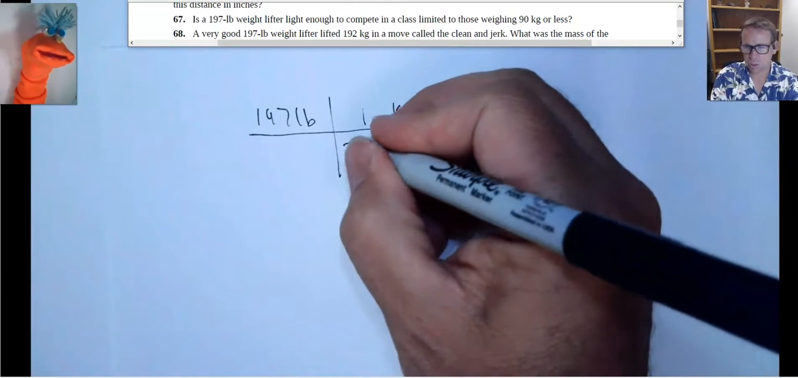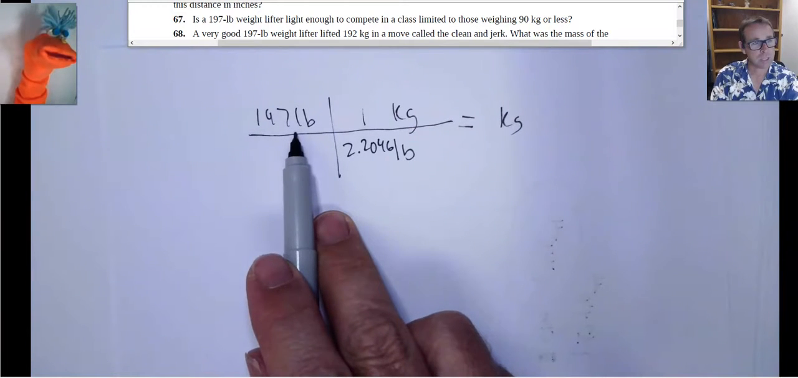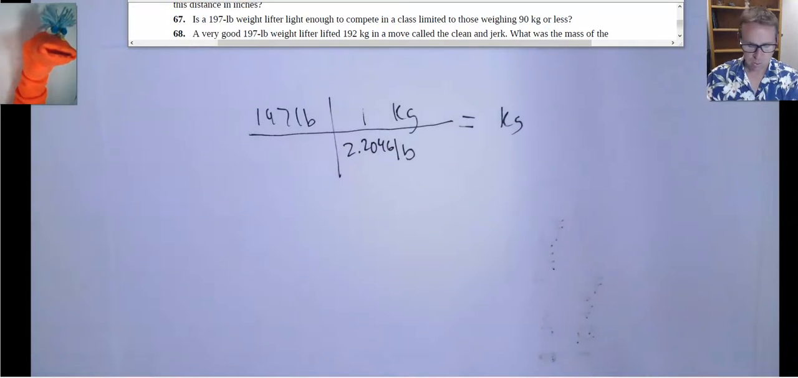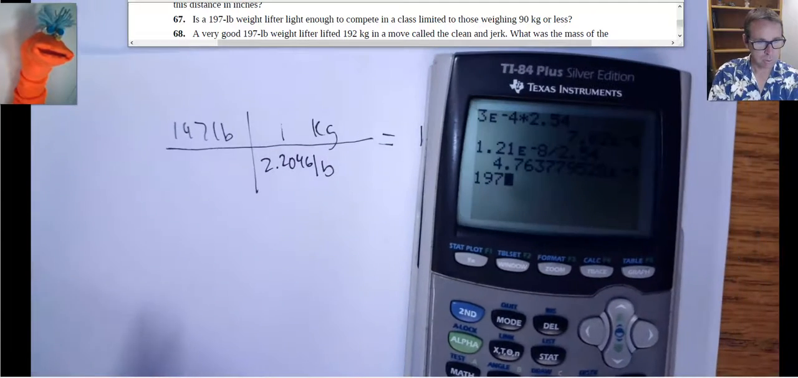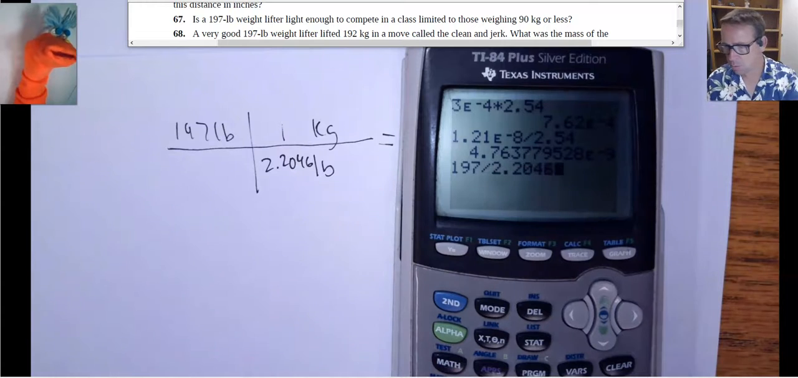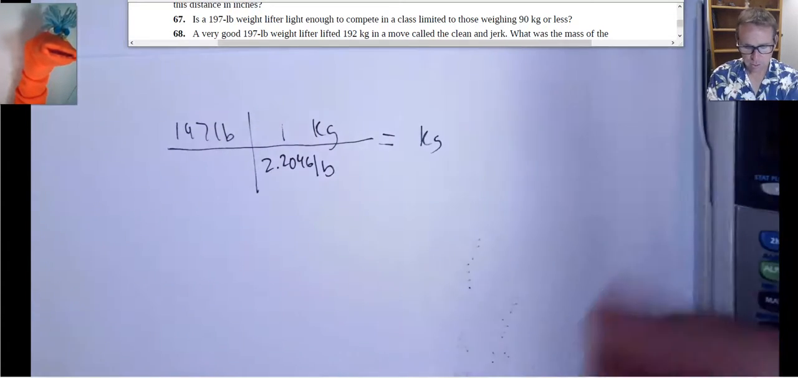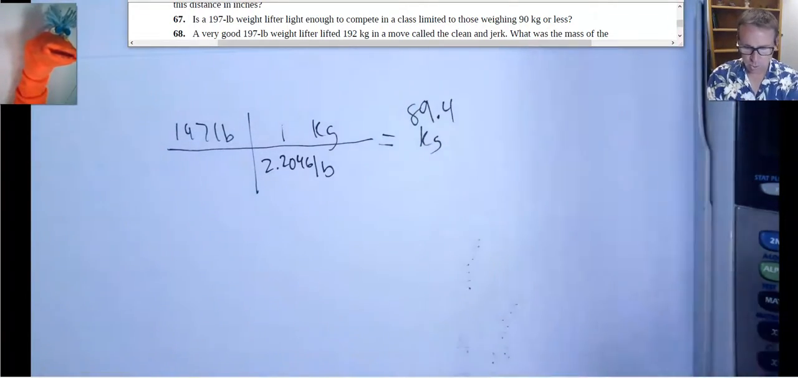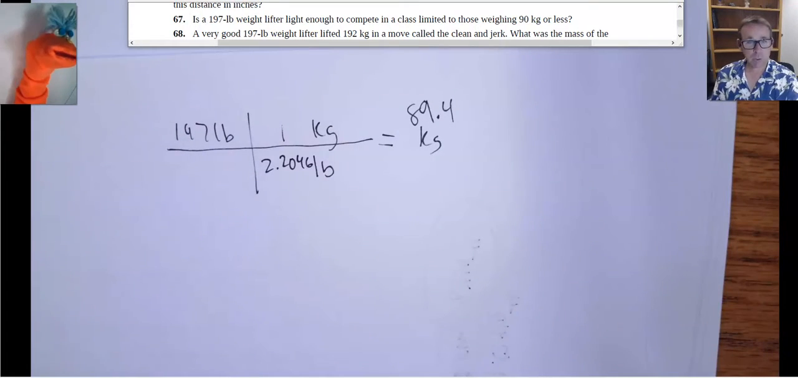1 kilogram is 2.2046 pounds. All right, I have three significant figures here. I'm going to get 1, 2, 3, 4, 5 significant figures going in there then. So 197 divided by 2.2046. So we got 89.4 kilograms, right? So I round with this 5, round that 3 up. 89.4 kilograms.